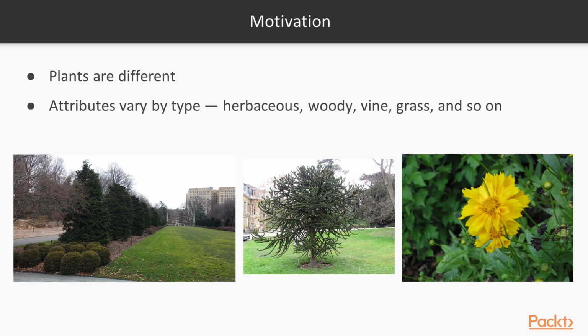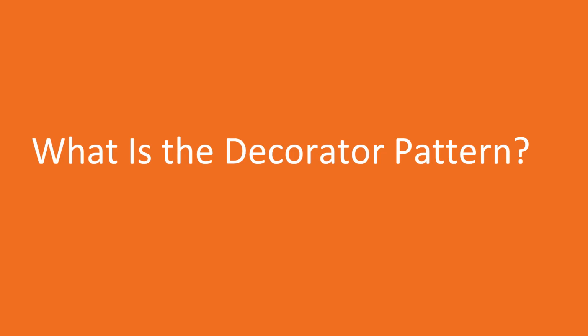These different types of plants have different attributes. If we're collecting plant data, knowing the type of plant that we're collecting will define the attributes that we need to collect. So that attribute list will vary based on the type of plant, and this is where the decorator pattern comes in handy. So, what is the decorator pattern?